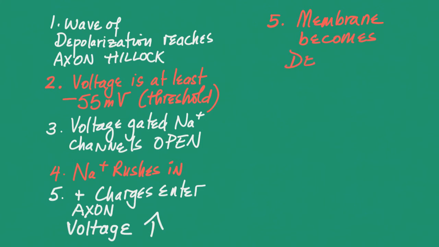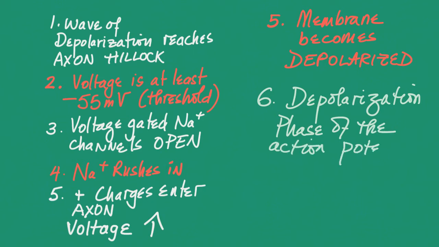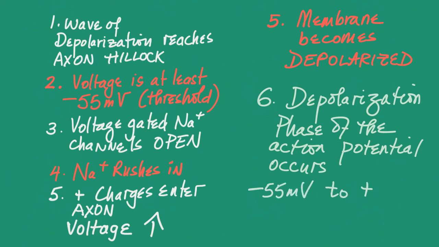This depolarization is fairly rapid because many sodium channels open at once, lots of sodium comes in, and this causes the depolarization phase of the action potential. So the depolarization phase of the action potential is triggered by the opening of voltage-gated sodium channels. The range of voltage for the depolarization phase is from minus 55 millivolts to plus 20 millivolts.